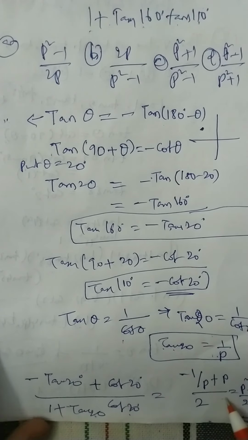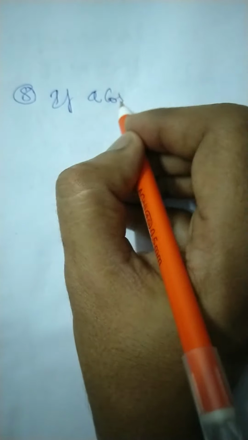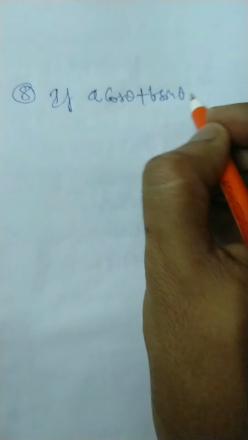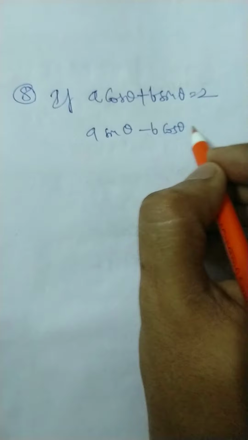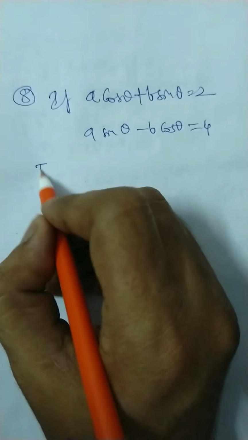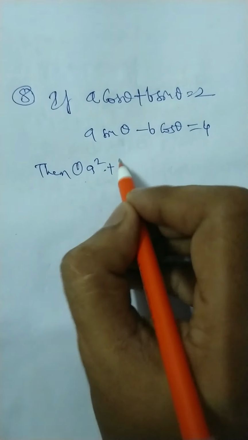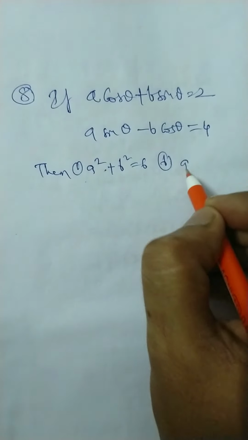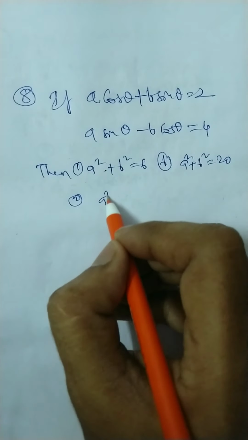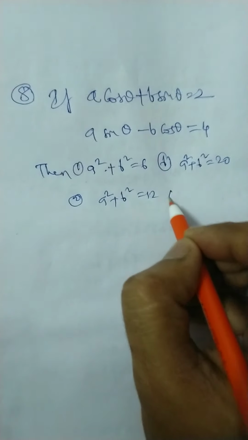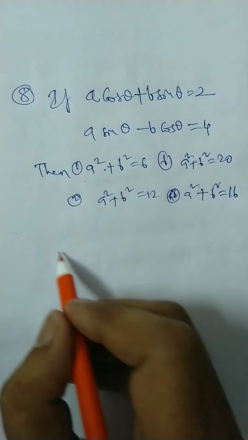So here is the problem. If a cos theta plus b sin theta is equal to 2 and a sin theta minus b cos theta is equal to 4, then the options are: a square plus b square equal to 6, a square plus b square equal to 20, a square plus b square equal to 12, a square plus b square is equal to 16.